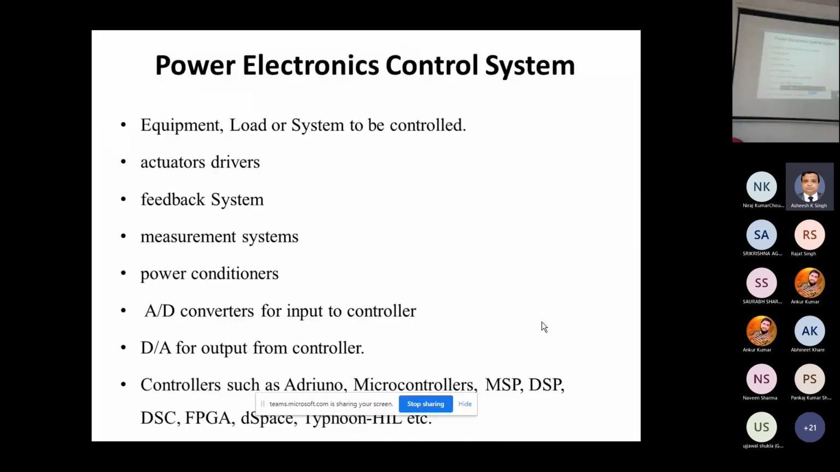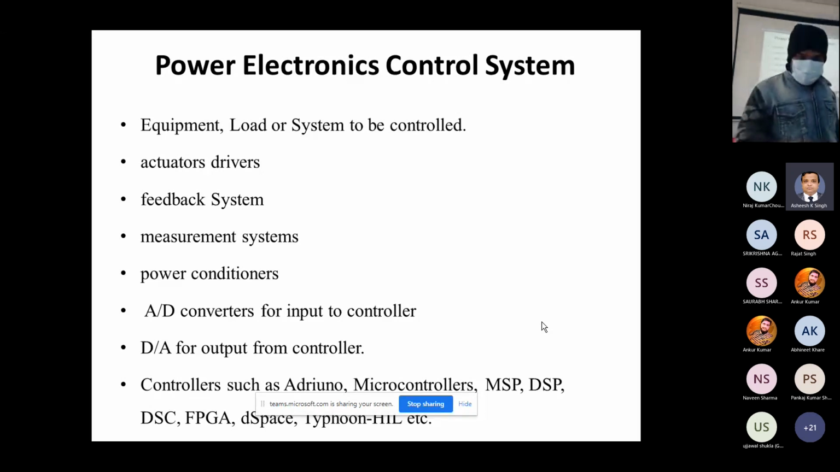Here I am presenting real-time problems in power electronics hardware implementation and controller interface. Basically, a power electronics control system involves different components. There may be the equipment of industries, with loads, R loads or RL loads or some inductive and capacitive loads. There may be some motors to be controlled, such as DC motors, induction motors, and others, along with actuators and drivers. Drivers are used for improving the power level for the loads and motor systems.